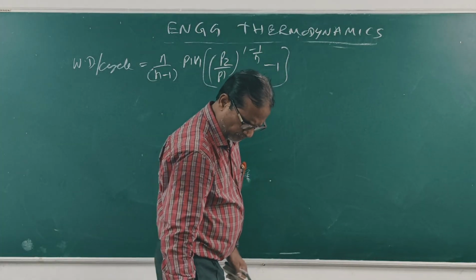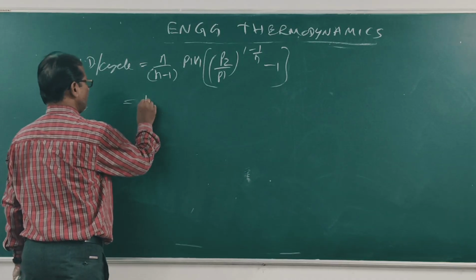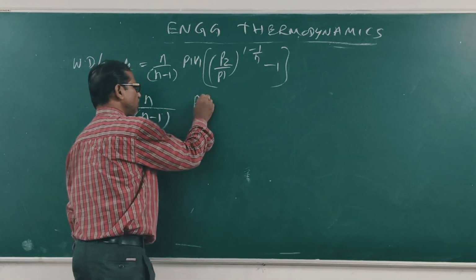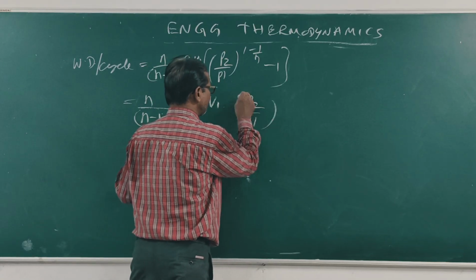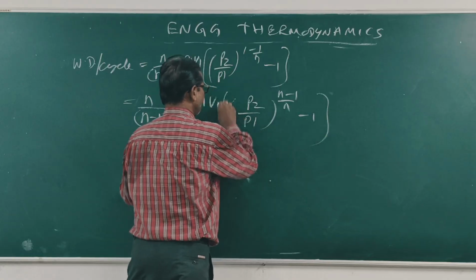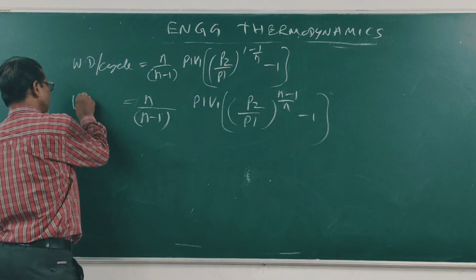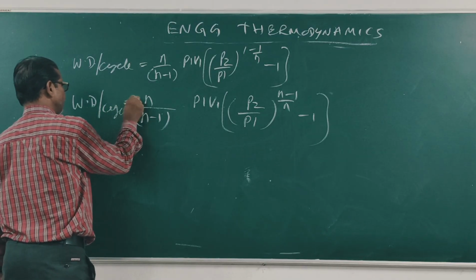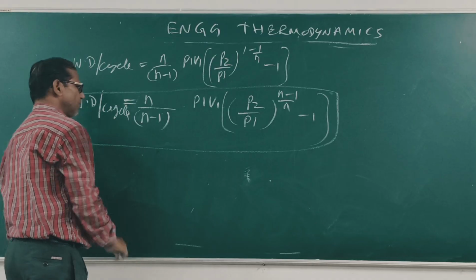Now, this is equal to n by n minus 1 into P1 V1 into P2 by P1 to the power of n minus 1 by n, minus 1. This is work done per cycle in terms of pressure. Clear?